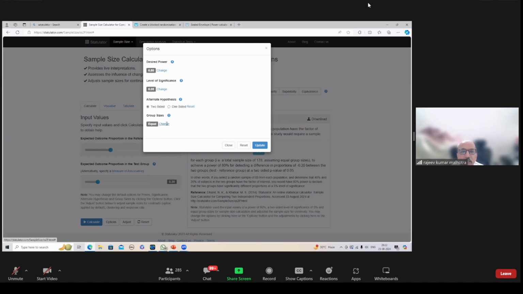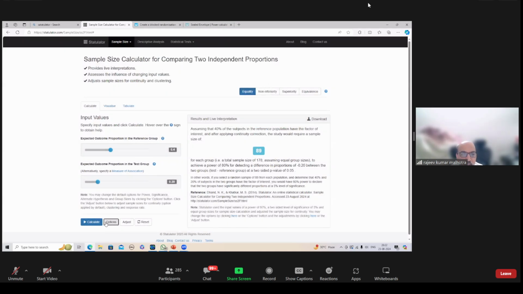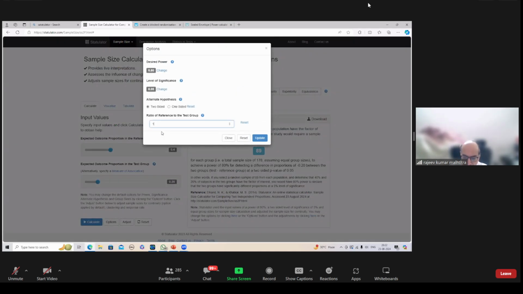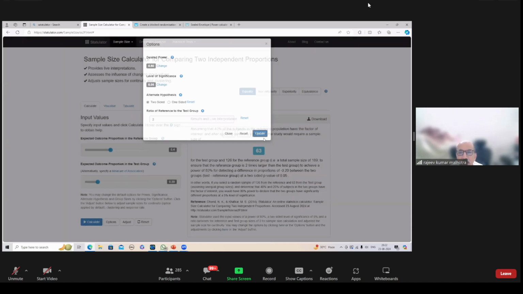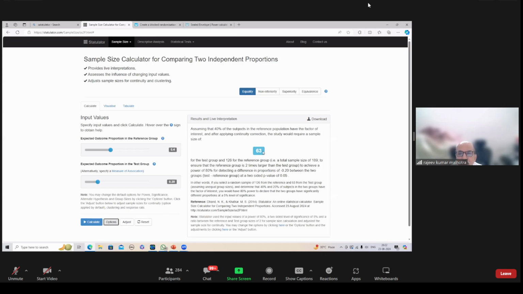And then here is the group size. If you put one, then it is a 1-to-1 ratio. So I am putting one here, and we get 89. If I put two here, that means I am taking one control and two cases, or two controls and one case, vice versa. In that case, we need 63 subjects in the test group. If I take one test group and 126 in the control group, the total sample size is 189.